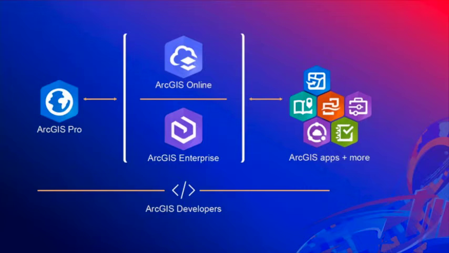Now, you will also see that Pro has an arrow going both ways, and that's because Pro is not only a desktop application to share and publish data. It can also be a client. You can open those web maps in Pro as well. It's a client of Online and Enterprise.